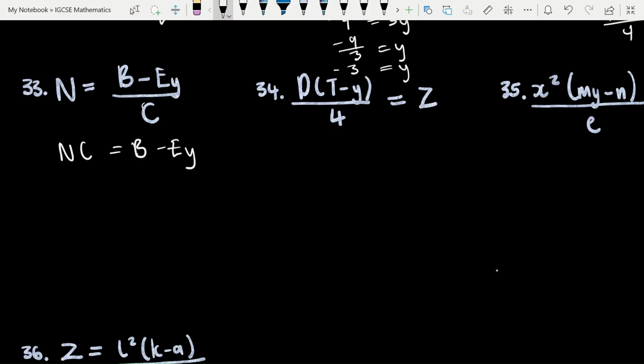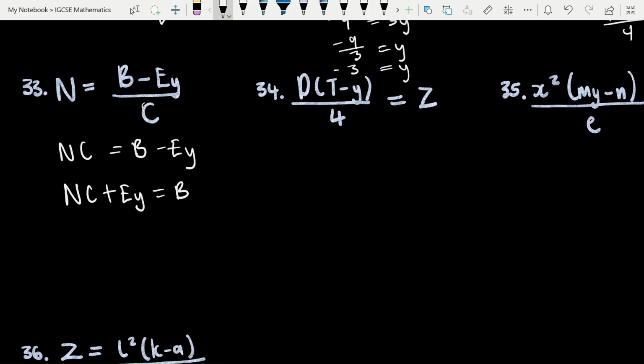Now, when it's like this, we can make the subject. But the problem that we have now is that our term with y is negative. So we have to make it positive. Take it to the other side to make it positive. NC plus EY is equal to B. Now, when it's like this, we can make y the subject because it's now positive. The term with y is positive. So we have to keep it on the side where it is right now. And what side is it? On the left. So we're going to keep it on the left. Take everything else, which is not y, to the right.